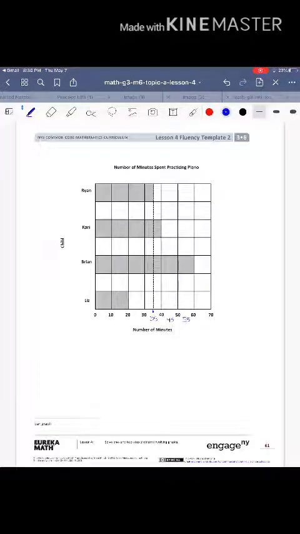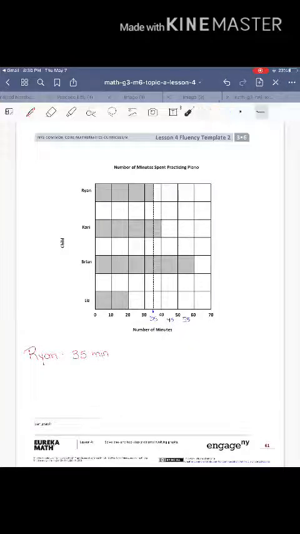So let's figure out how many minutes each one of them spent practicing the piano. Let's get started with the first one, Ryan. So we have Ryan right here, and he spends 10, 20, 30, and 5 more, 35, because it's right there in the middle. So we're just going to write it down right here. Ryan spent 35 minutes.